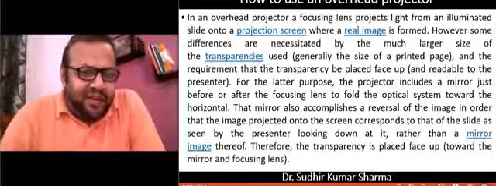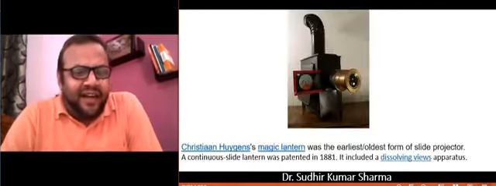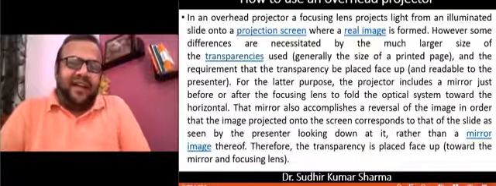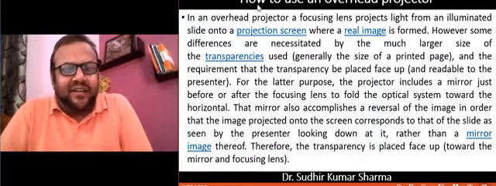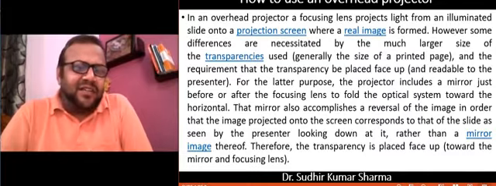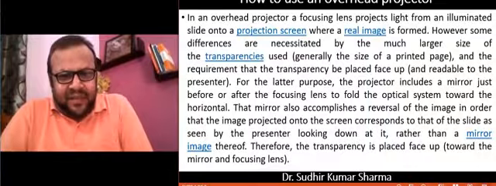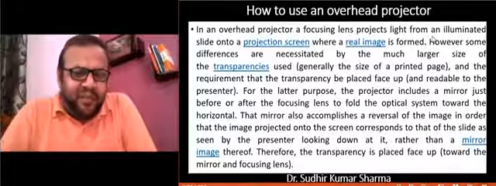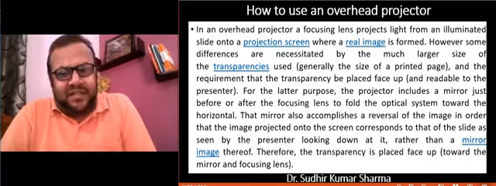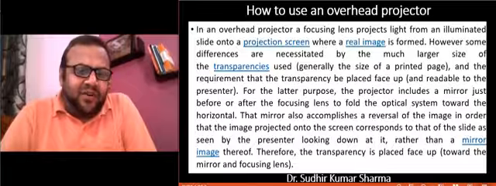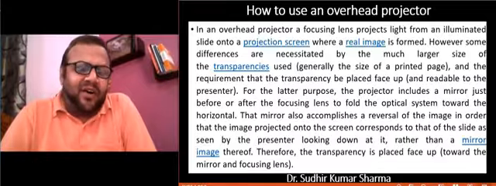So, in an overhead projector, a focusing lens projects light from an illuminated slide onto a projection screen where a real image is formed. However, some of the differences are necessitated by the much larger size of the transparencies used, generally the size of a printed page, and the requirement that the transparency be placed face up and readable to the presenter. For the latter purpose, the projector includes a mirror just before or after the focusing lens to fold the optical system toward the horizontal.